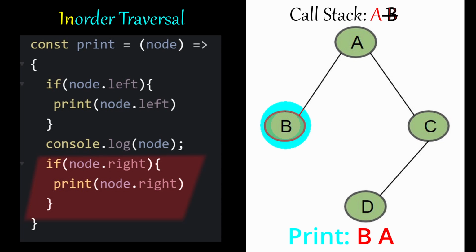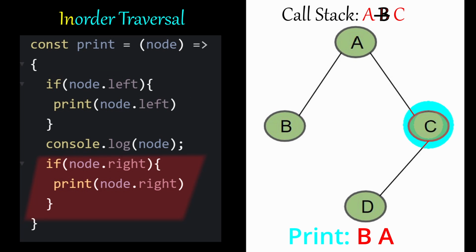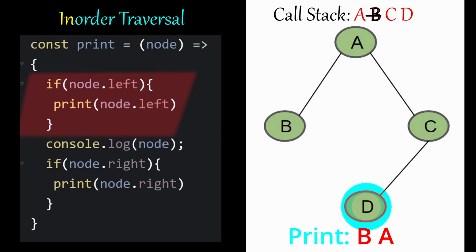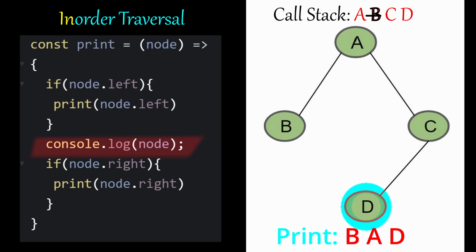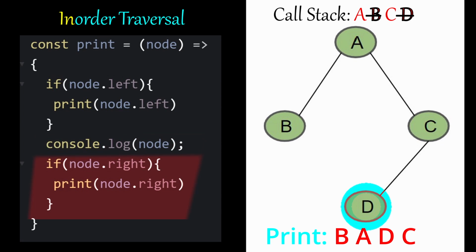The right child of node A is node C, so we call this function on the left child of node C if it exists. The left child of node C is node D, and calling the function on this node calls the same function on its left child if it exists. But node D has no left child, so we move on to print node D and call the same function on its right child if it exists. But node D has no right child, so we move on to print node C and call this same function on its right child if it exists. But node C has no right child.